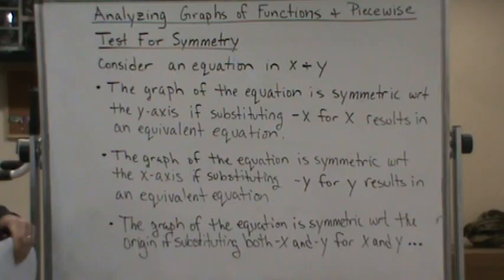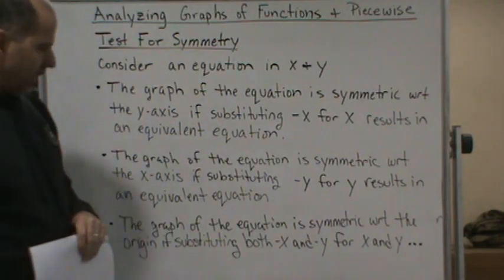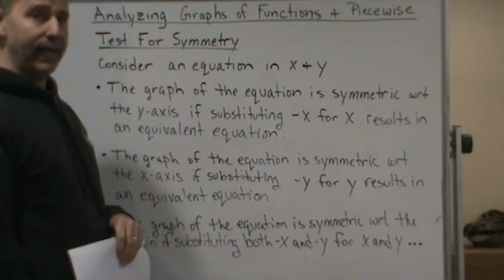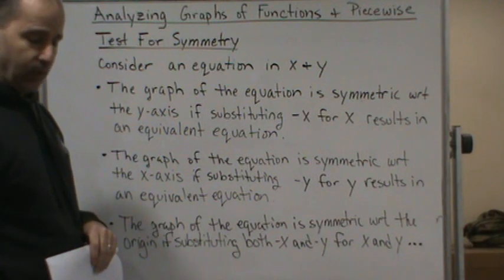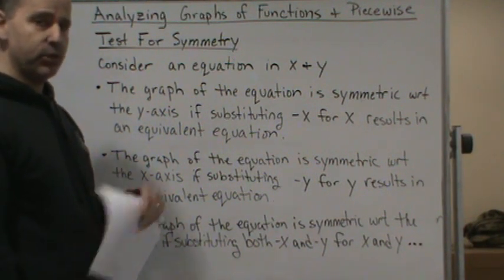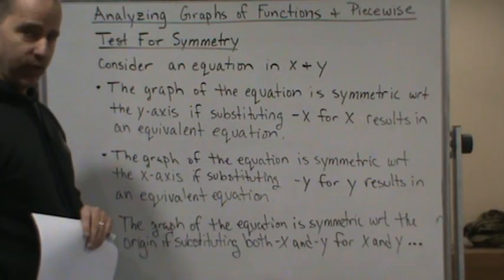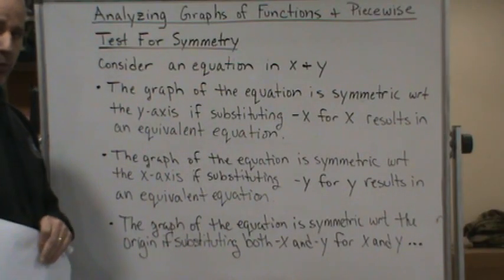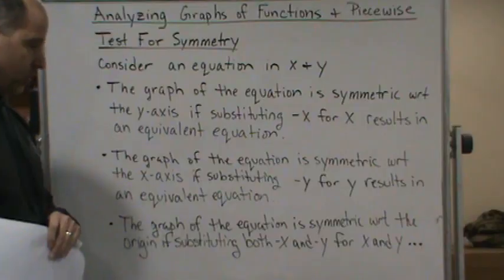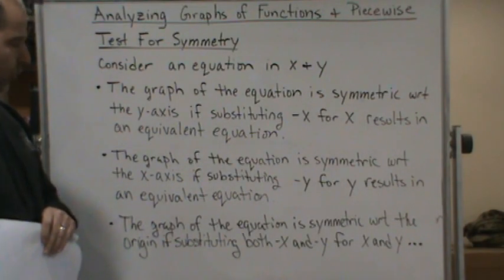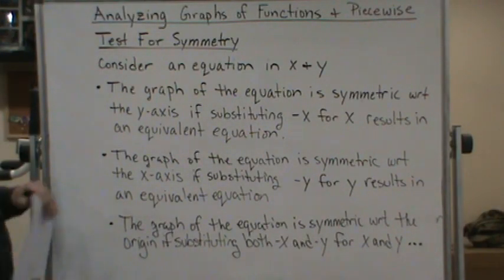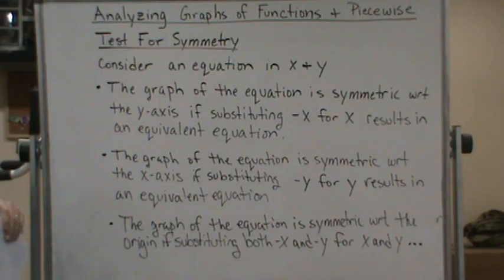The third bullet point says, what if I replace both x and y in the equation with negative x and negative y, and then simplify it? And if I do that and I get the original equation back, an equivalent equation, then that tells you that the graph of the equation is going to be symmetric with respect to the origin. Okay, so those are your tests for the different types of symmetry. So we have symmetry with respect to the y-axis, symmetry with respect to the x-axis, and symmetry with respect to the origin.